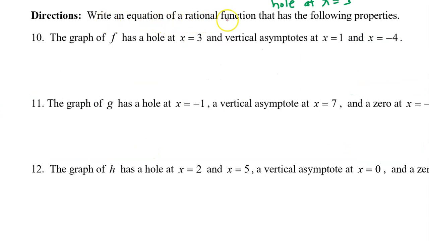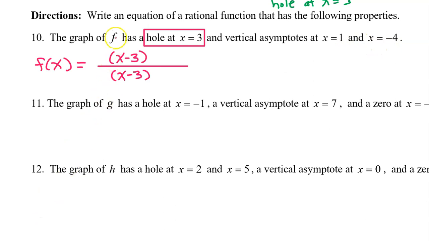Write an equation of a rational function that has the following properties. Number 10, the graph of f has a hole at x equals 3 and a vertical asymptote at x equals 1 and x equals negative 4. Since f of x has a hole at x equals 3, that means we need a factor that cancels out. So x minus 3 in the numerator and the denominator.